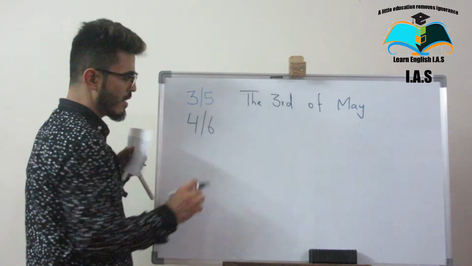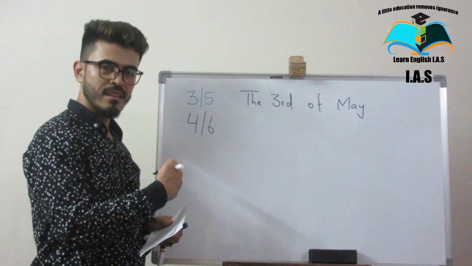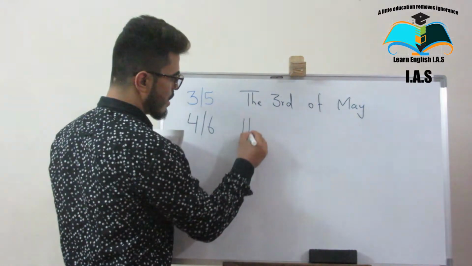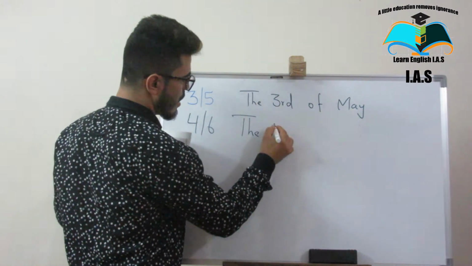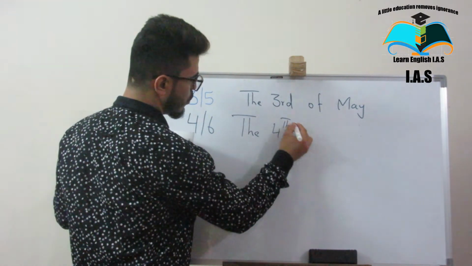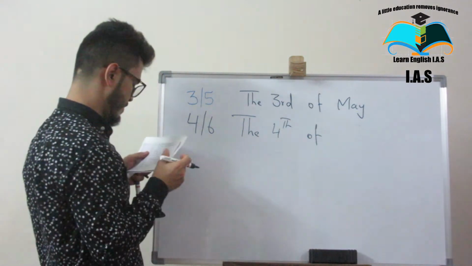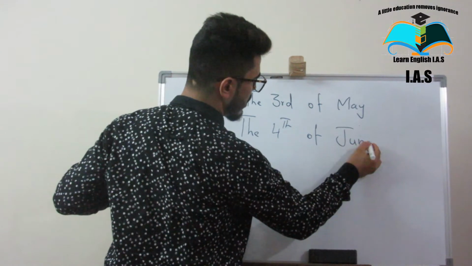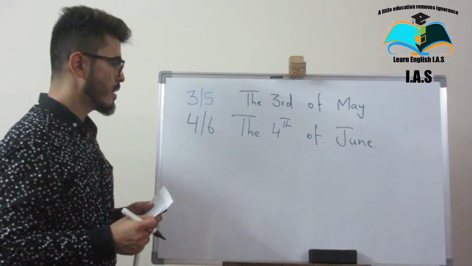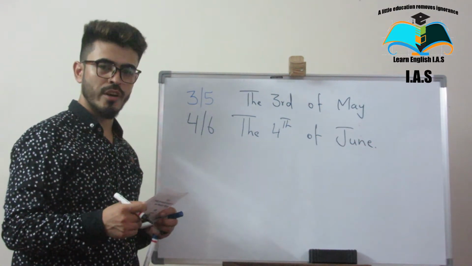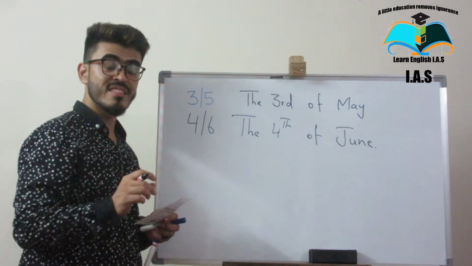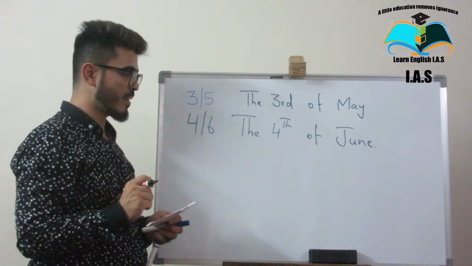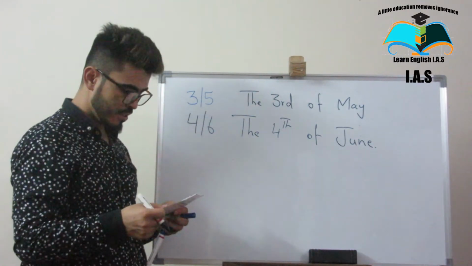How about again? Can you see this date? Let's see. The 4th of June. The 4th of June, the 4th day of June, or the 4th of June. Simple, you can say that 4th of June.